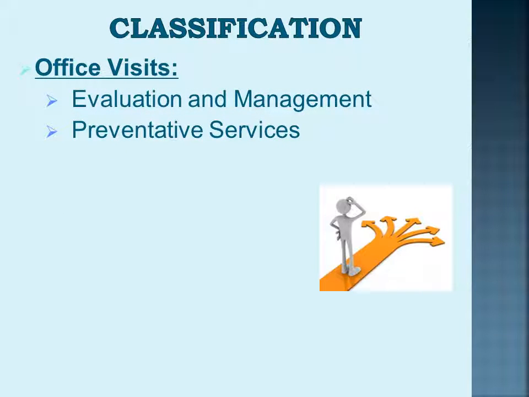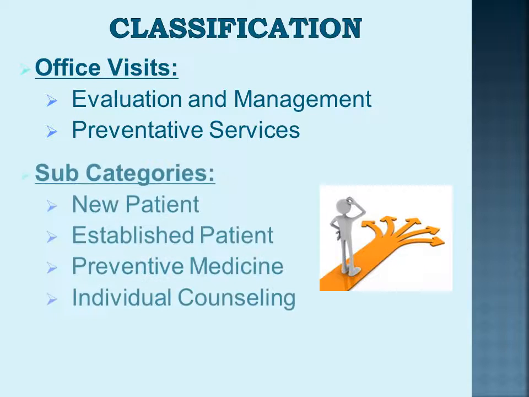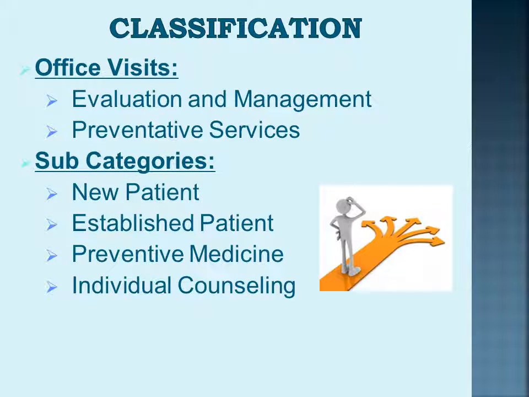There are several classifications that we use for billing Medicare for an E&M service. We need to look at the type of office visit. Is it an evaluation and management, or is the patient there for preventative services? And then what subcategory does the patient fall into? Are they a new patient, established patient? Are they there for counseling, preventative medicine?